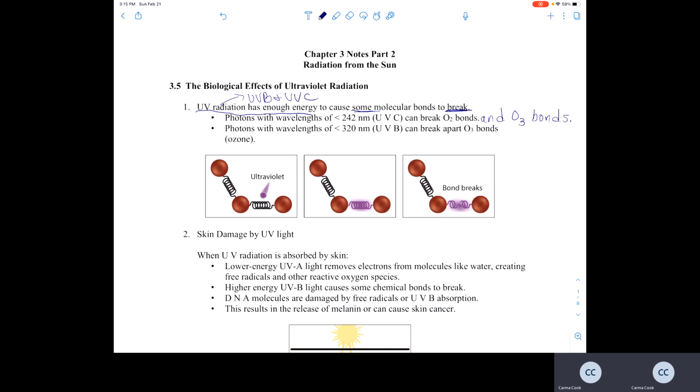So why is it that UVB can only break the bonds in ozone O3 and not the bonds in oxygen O2? Well, we're going to be able to answer that question here shortly. So let's first take a look at ozone O3, since both UVB and UVC can break the bonds in ozone. Ozone, of course, has the formula O3.